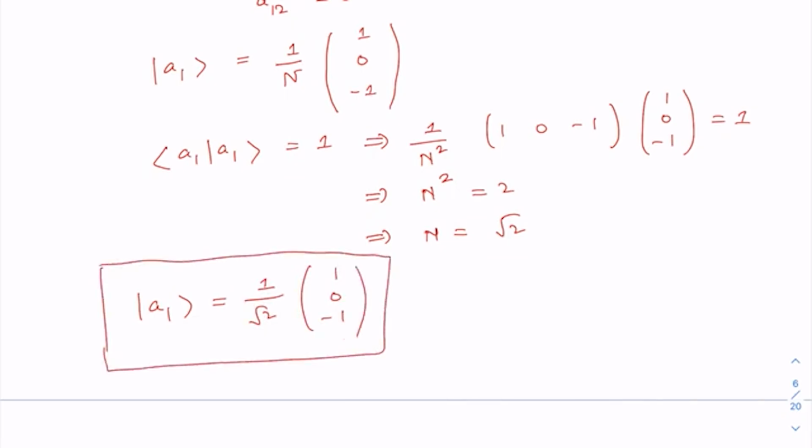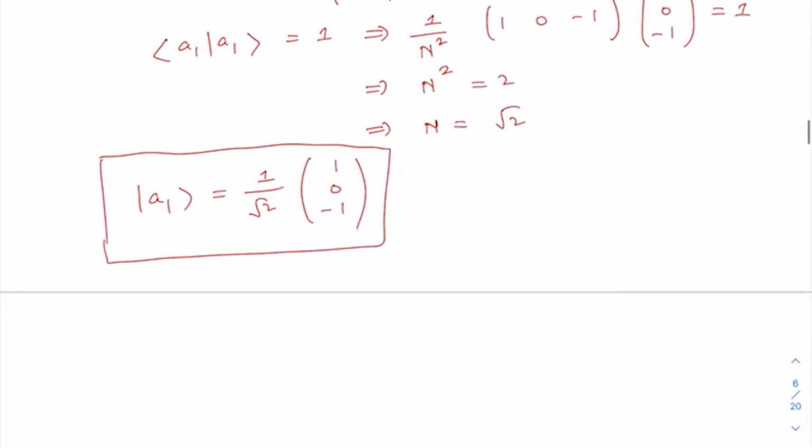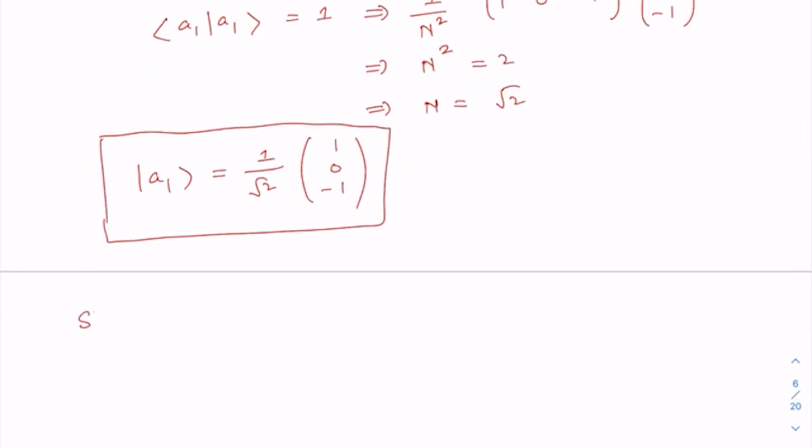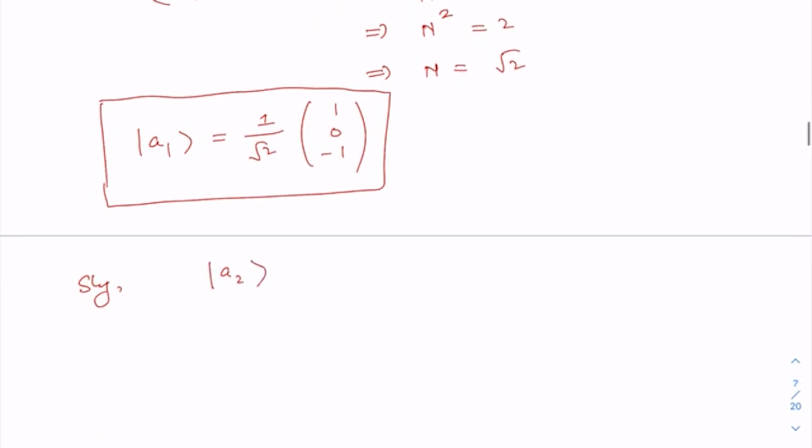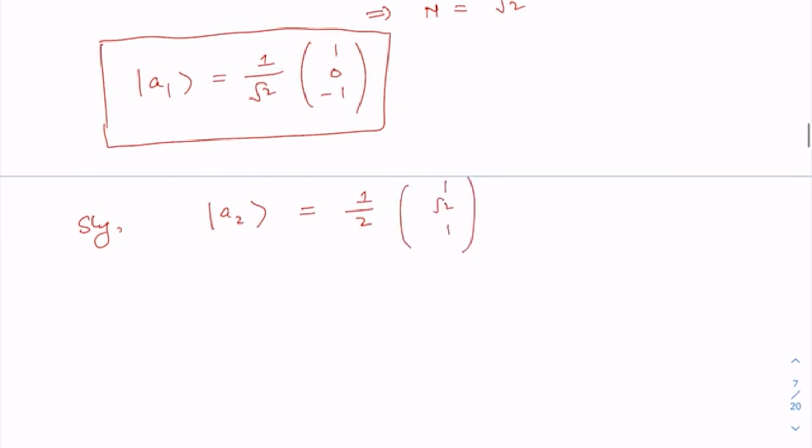Okay, similarly you can get A2 and A3. A2 would turn out to be half (1, root 2, 1), and A3, if you do it in a similar way, you will get as half (1, minus root 2, 1).